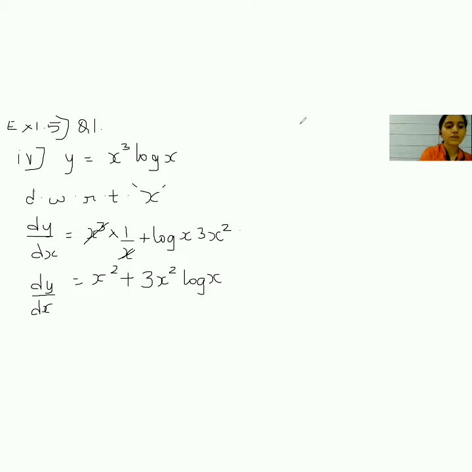Now this is your dy by dx. Let us differentiate one more time, that is we have to find the second order derivative. So we'll differentiate it once more. So d2y by dx square is equal to d by dx of, and in the bracket you will have x square plus 3x square log x. Okay, now let us differentiate this.